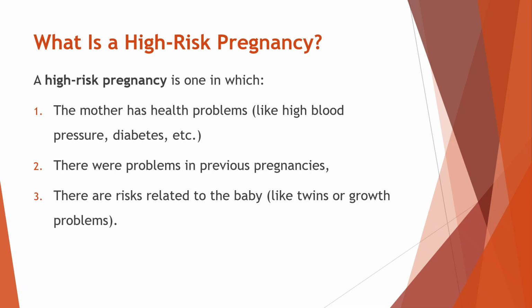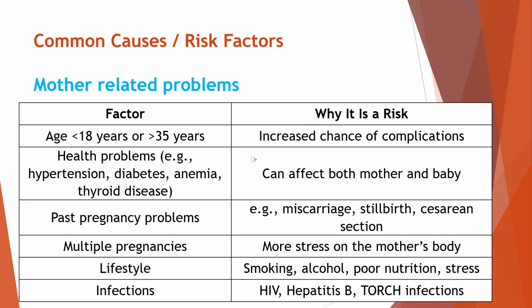In short, a high-risk pregnancy means that extra care and close monitoring are needed to keep both mother and baby safe and healthy. Every pregnancy is different, and some become high risk because of certain factors related to the mother. Let's look at the common causes or risk factors that make a pregnancy high risk. Mother's age. If the mother is younger than 18 years or older than 35 years, there is a higher chance of complications. Younger mothers may not be fully developed physically, while older mothers are more likely to have health problems like high blood pressure or diabetes.